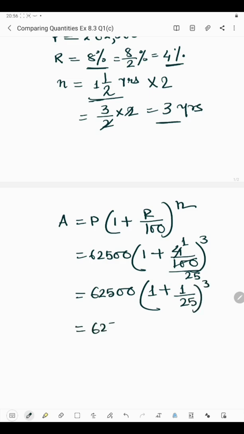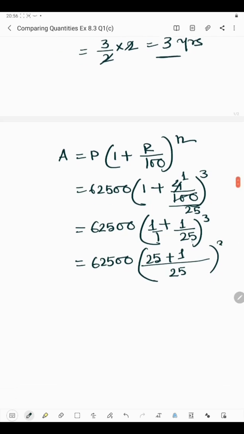Now 62,500 multiplied by, we'll find the LCM. So 25 into 1 is 25. Now 25 divided by the denominator is 25, 25 multiplied by the numerator is 25, plus 25 divided by 25 is 1. 1 into 1, 1. Power will be 3. Now 62,500 will be multiplied by 25 plus 1, which is 26/25, whole to the power 3.